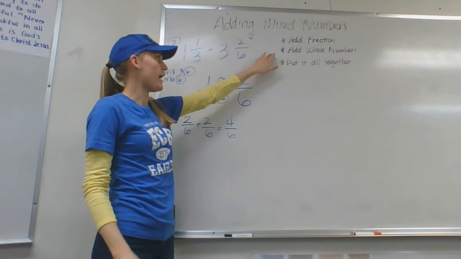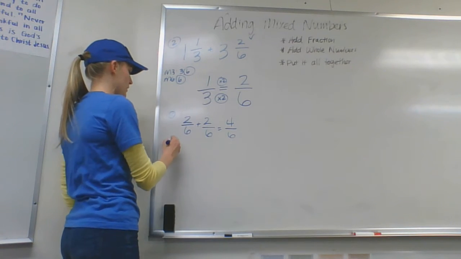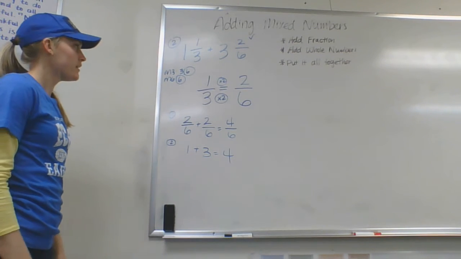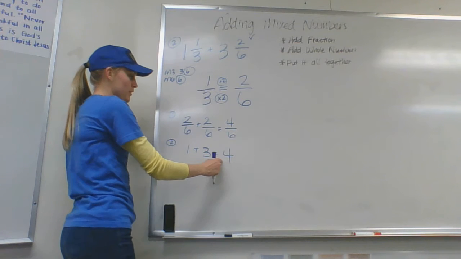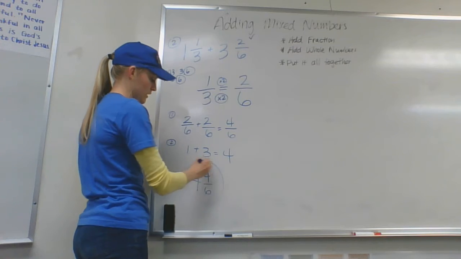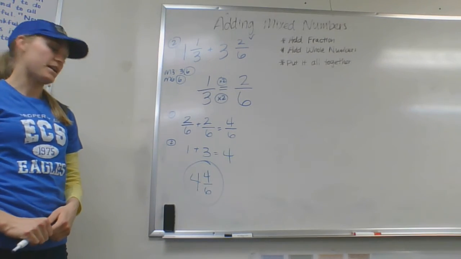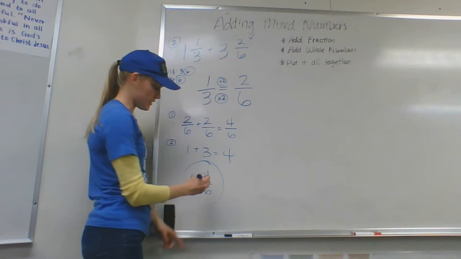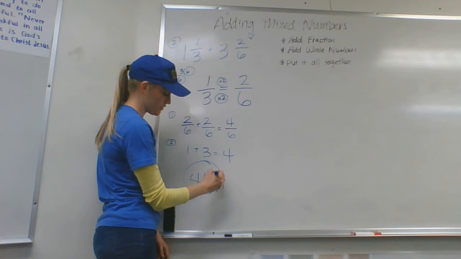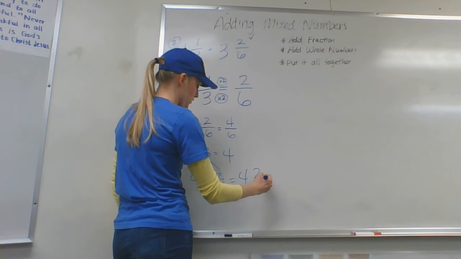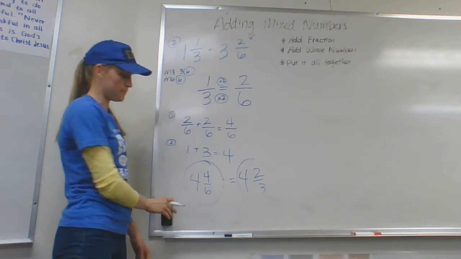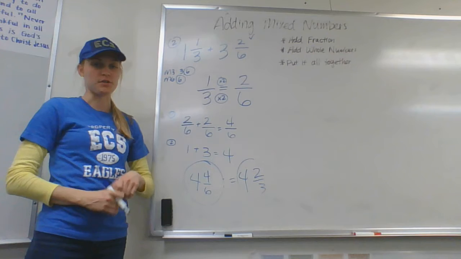Okay, step 2. Add the whole numbers. 1 plus 3. That's 4. All right, lastly, put it all together. 4 and 4/6. There's your answer. All right, now if you wanted to, you could put it in simplest form because we know that we can divide these both by 2 and get 2/3. So then we could get 4 and 2/3 as our simplified version. But those are both correct, they equal each other.